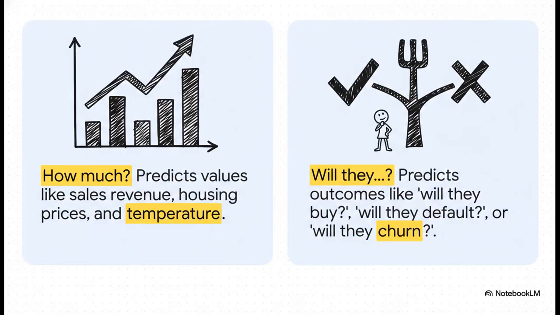Okay, so let's break this down. The first type of question is all about how much. How much revenue are we going to make? What's the temperature going to be? The second type is more of a will they or won't they question. Will this customer actually buy the product? Are they going to cancel their subscription? And here's the thing. Those are totally different kinds of questions, and to answer them, you need completely different tools.